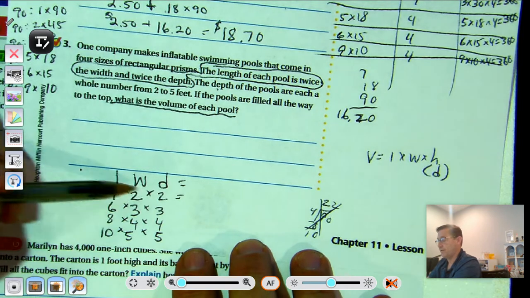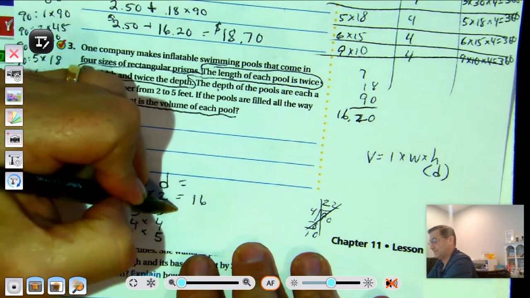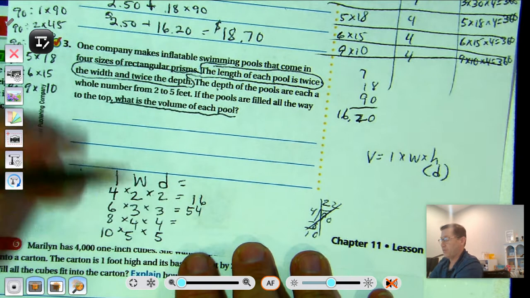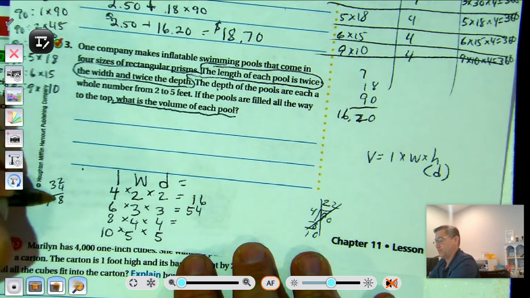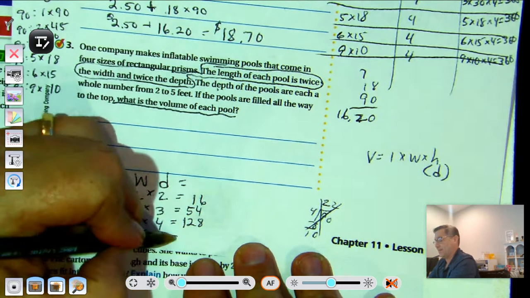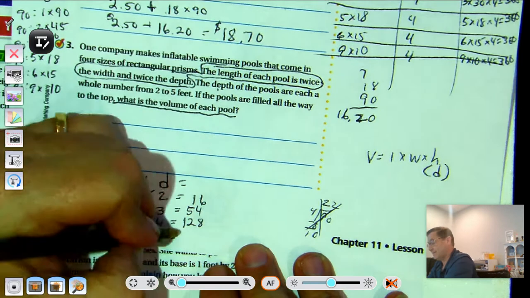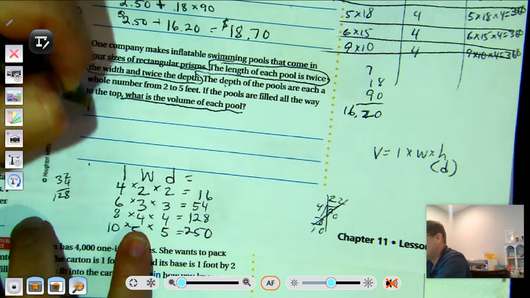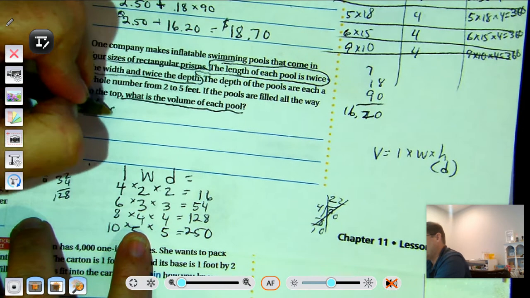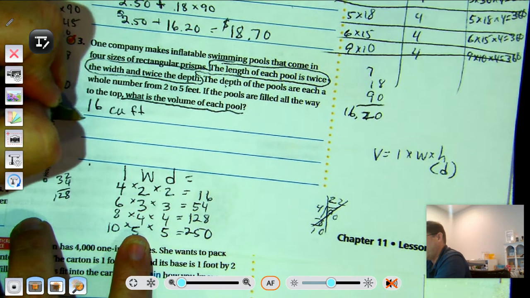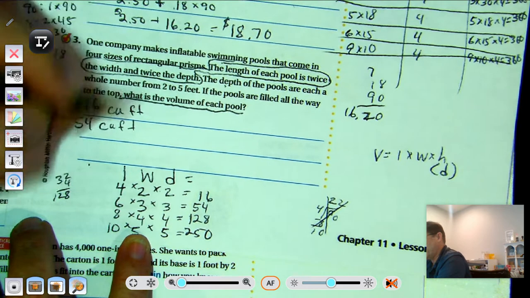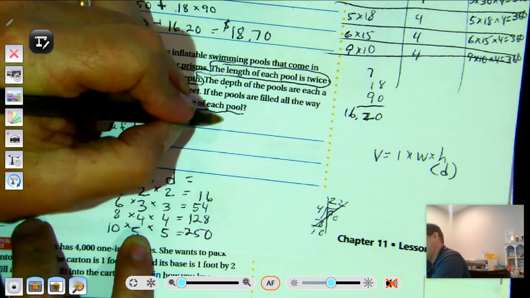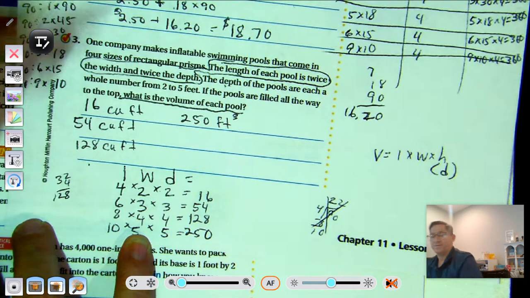Four times 4 is 16. 9 times 6 is 54. 32 times 4 is 128. And 25 times 10 is 250. Okay. So our volumes are 16 cubic feet, 54 cubic feet, 128 cubic feet, 250 cubic feet.